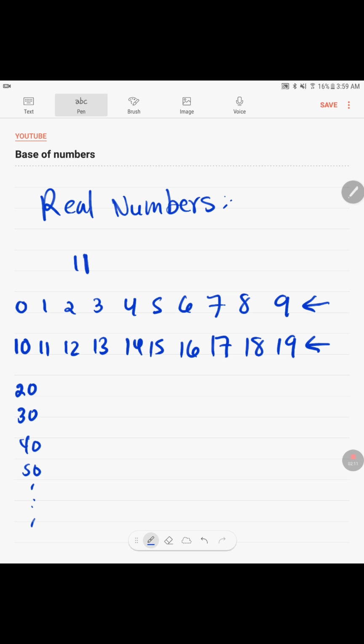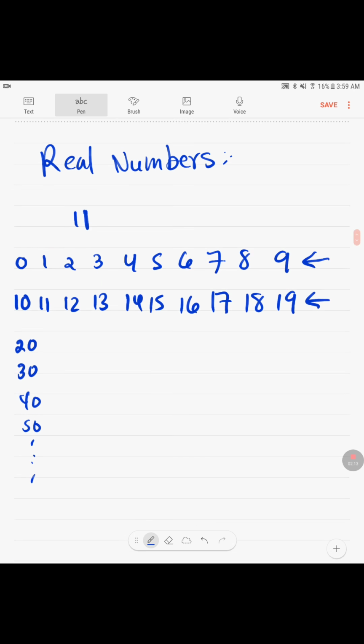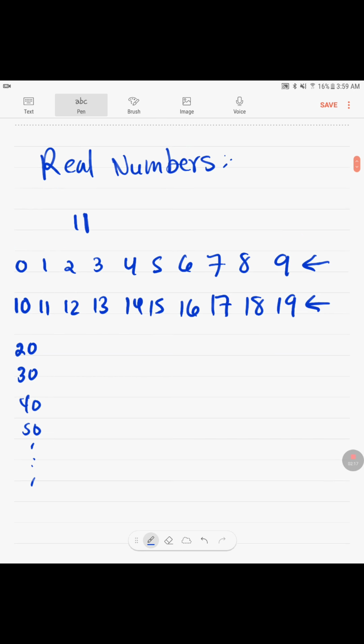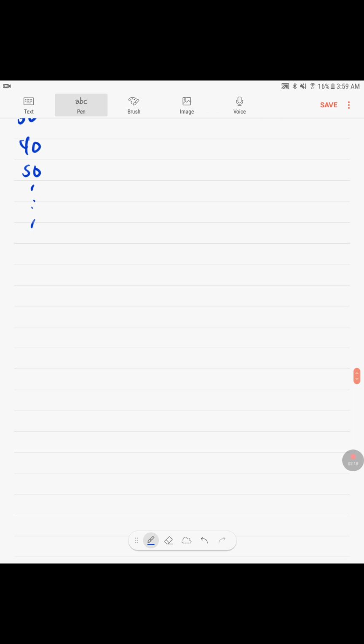Now, for those of you that have taken computer science, they know that logical operators, true or false, go in base 2. Those numbers are just 0 and 1. So base 2.